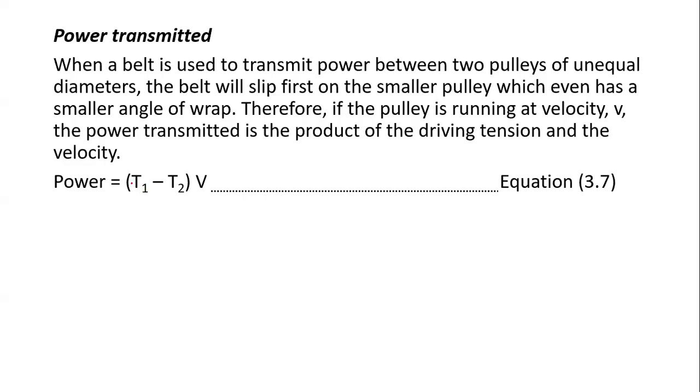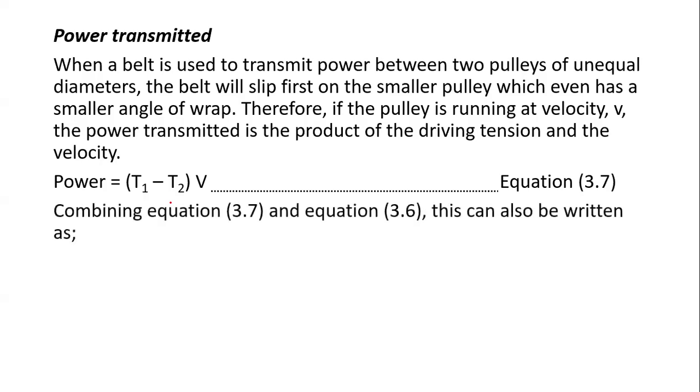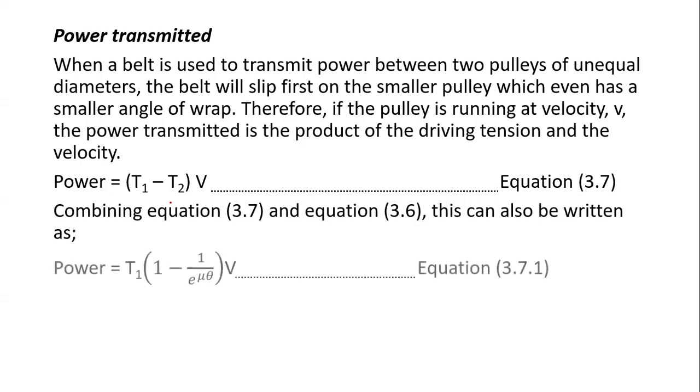So if you have been given T1 and T2, there we are. You just substitute and you're good to go. But then it's not always going to be the case. You can make T2 the subject of the formula. In place of T2, you have T1 over e to power mu theta. But here we've also gone ahead to factorize T1. So then you have, therefore, your power being equal to T1, open brackets, 1 minus 1 over e to power mu theta. The velocity is still outside the brackets.